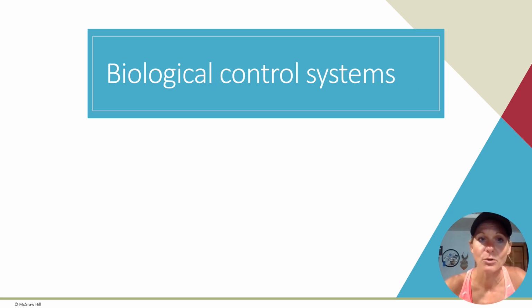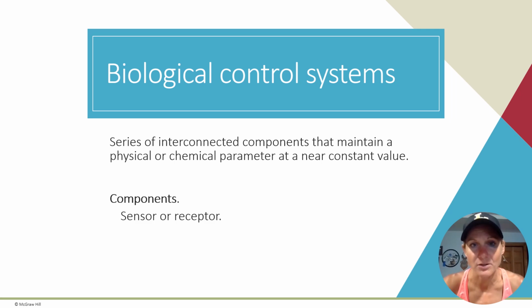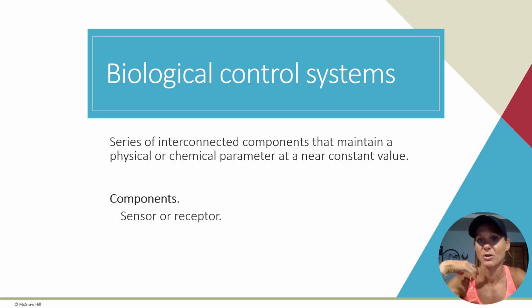Okay, so we think about biological control systems. We have several different systems to talk about, but essentially we're looking at a series of interconnected components that maintain a physical or chemical parameter at a near constant value. We talked a little bit about body temperature and how that is a variable that we'd like to control through homeostasis. We've got several components here. We have a sensor or a receptor. For temperature, we have what are called thermoreceptors, and these are located on our skin surface, and they're also located in our core. That allows us to know what our core temperature is, what the temperature of those vital organs is, and also what the temperature is at my skin surface.